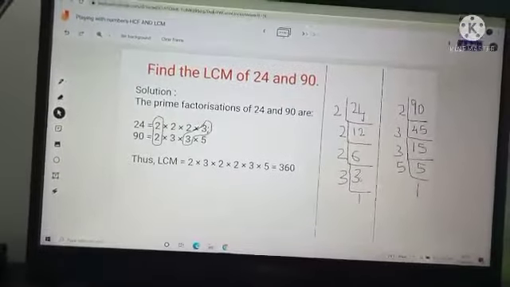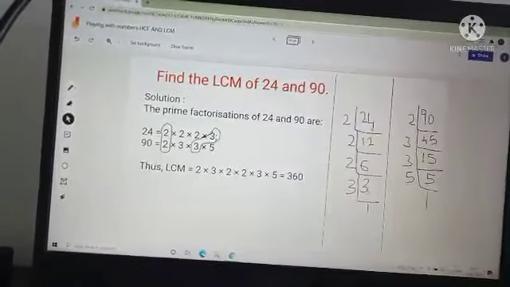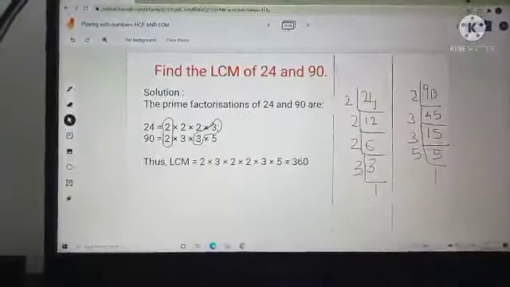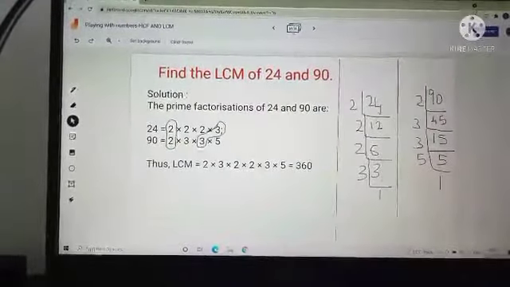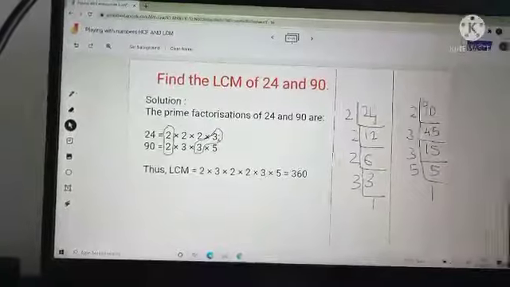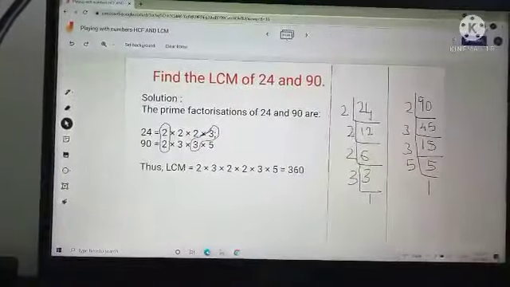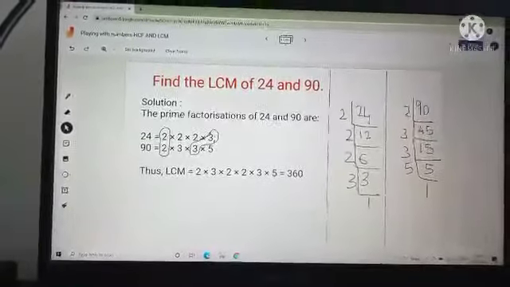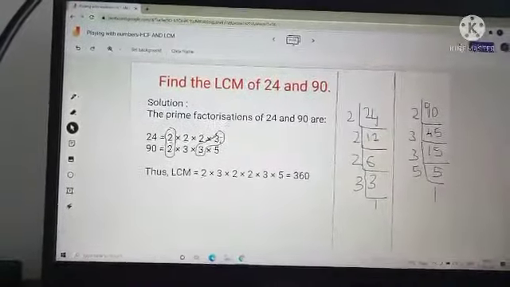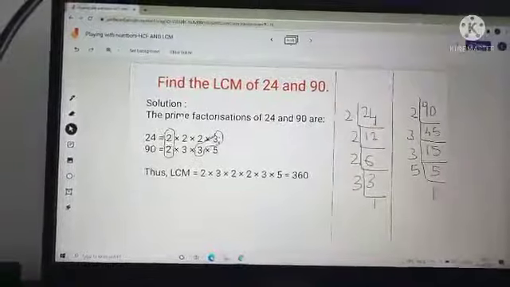So what is the next prime number after 2? 3. I divide 3 with 3. It is possible, I can divide it exactly. So 3 divided by 3 is 1. So what is the prime factorization of 24? 2 into 2 into 2 into 3. See, I wrote here 2 into 2 into 2 into 3.